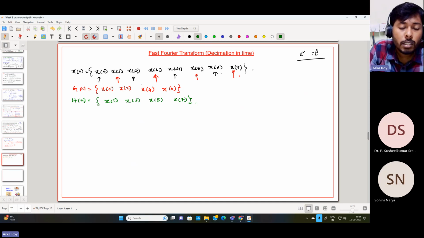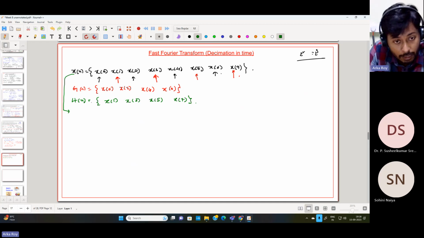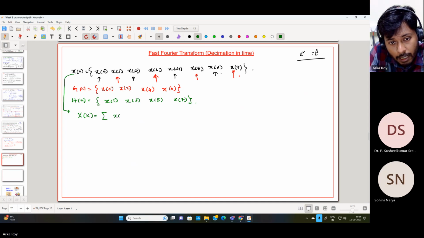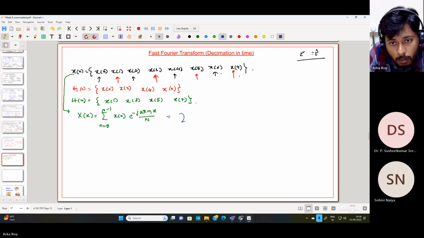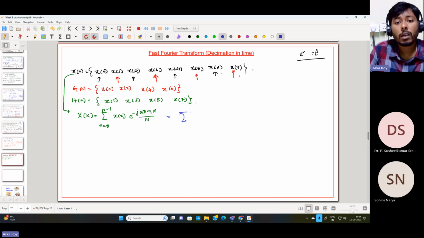Now, given this sequence, if I first try to find the DFT of x[n], the DFT X[k] is basically the sum of x[n] e to the power minus j 2 pi nk divided by N. Over here N is basically 8, because I'm working with an 8-point sequence. So the sum is from 0 to N minus 1, and I can break it down into two different summations.